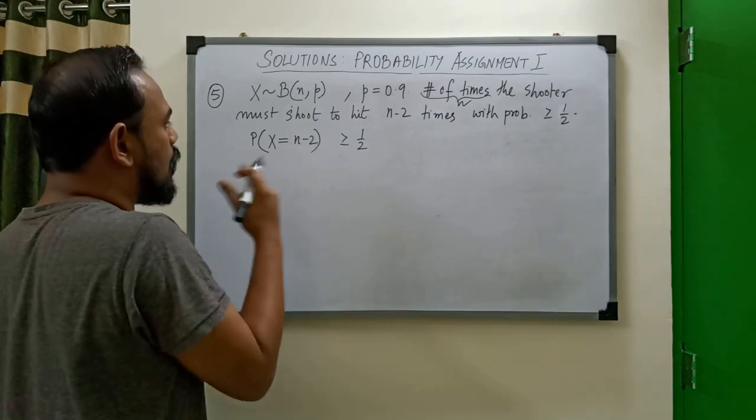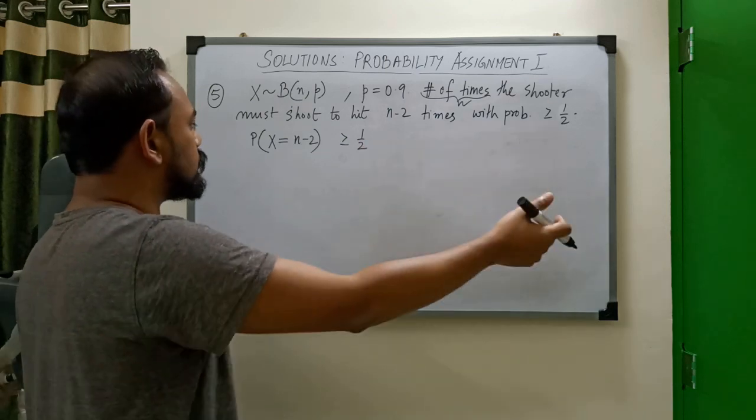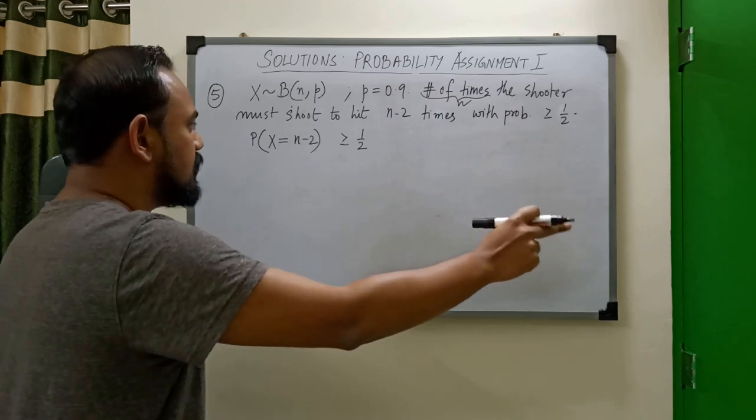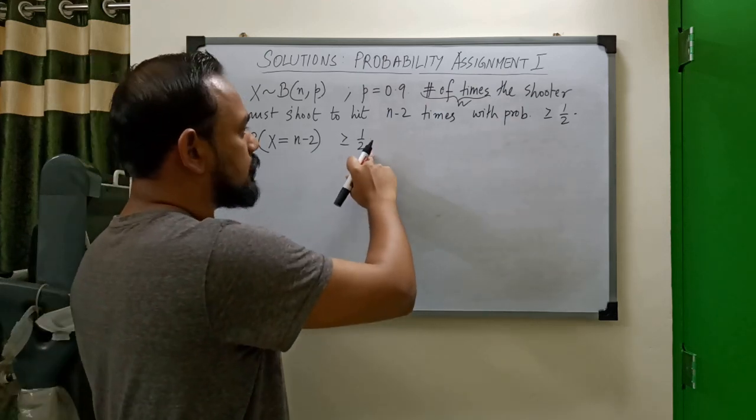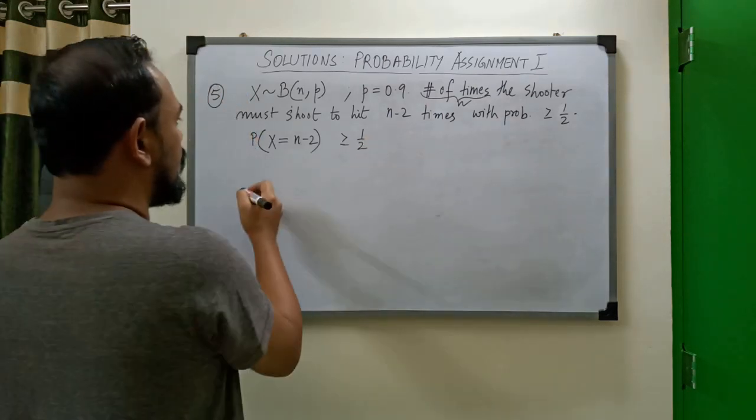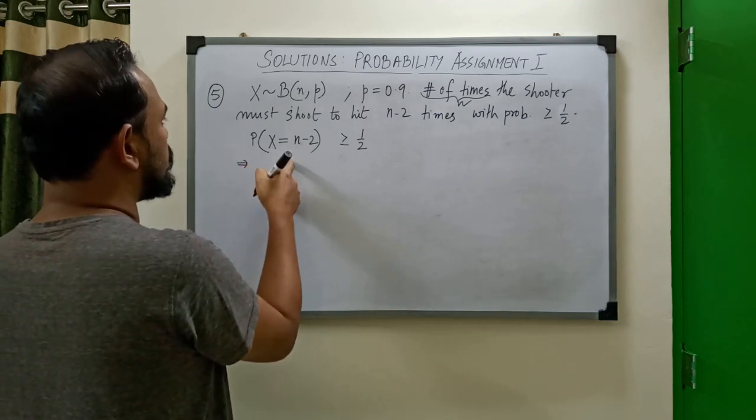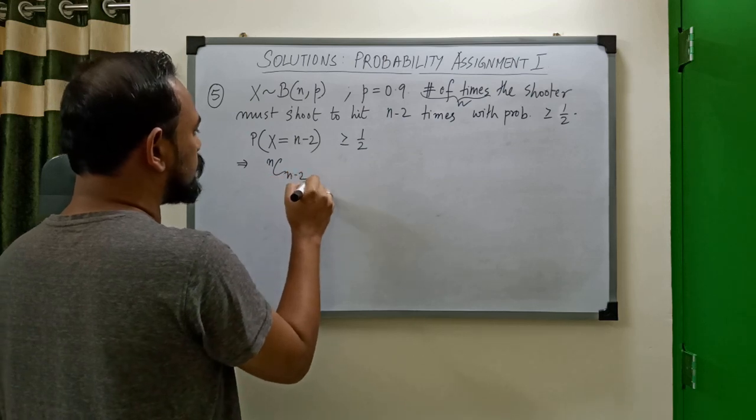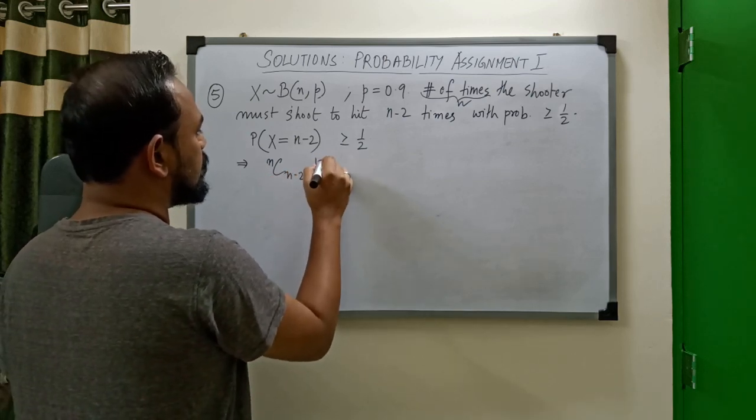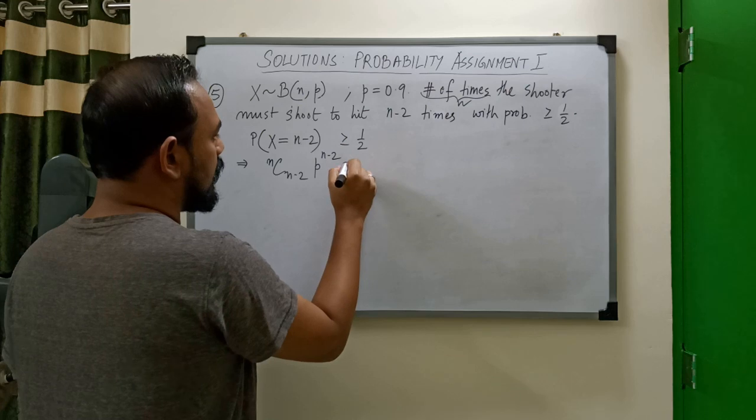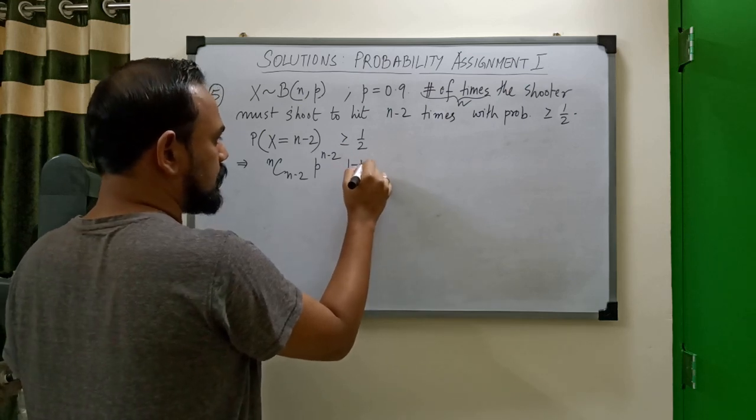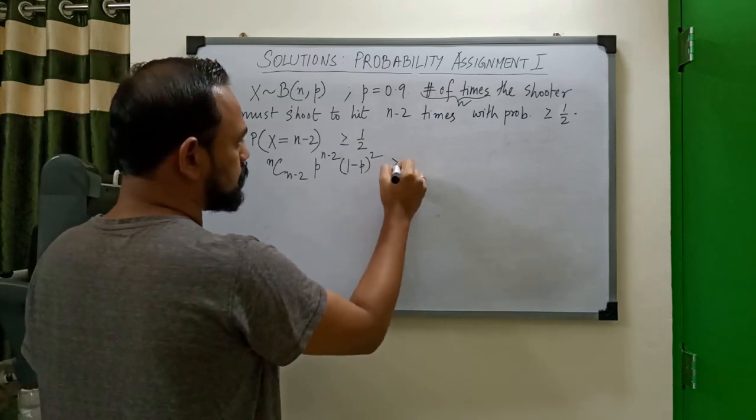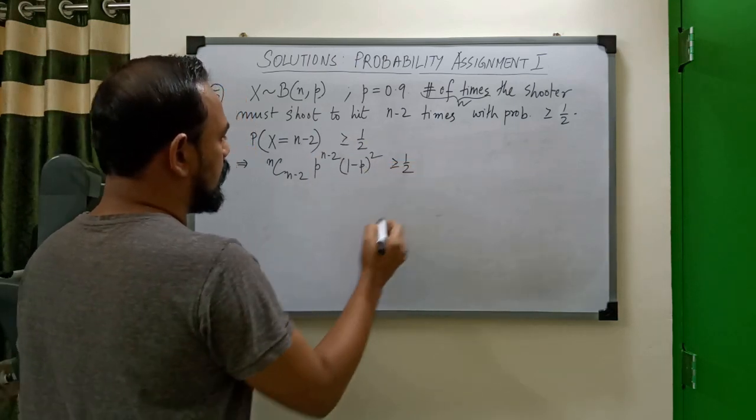So how many times must the shooter shoot so that they hit the target at least with a probability half. Of course, since we're dealing with binomial distribution, this just breaks up to n choose n minus 2, p to the n minus 2, and 1 minus p to the 2. Okay, n minus 2 is 2. And this should be greater than or equal to half.